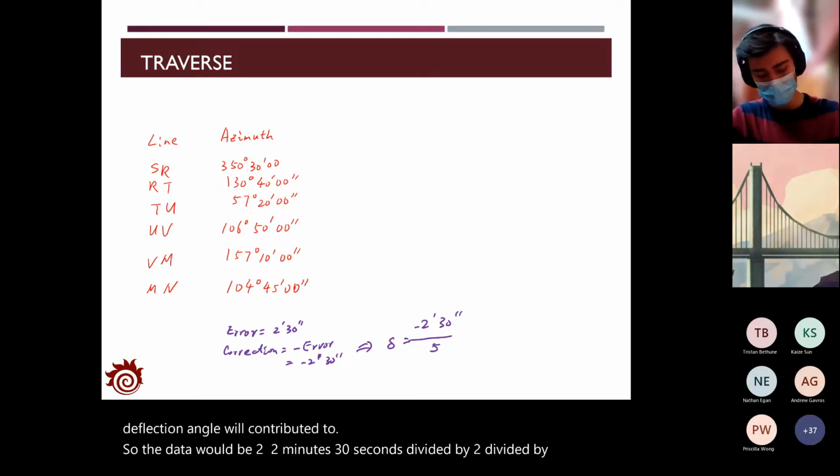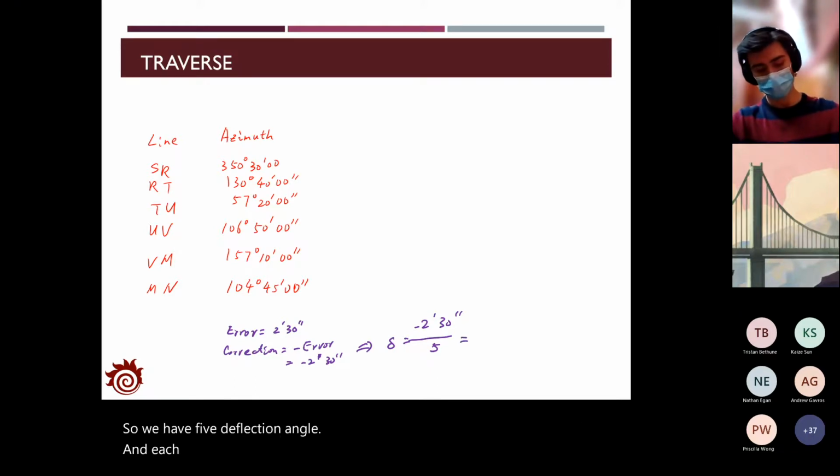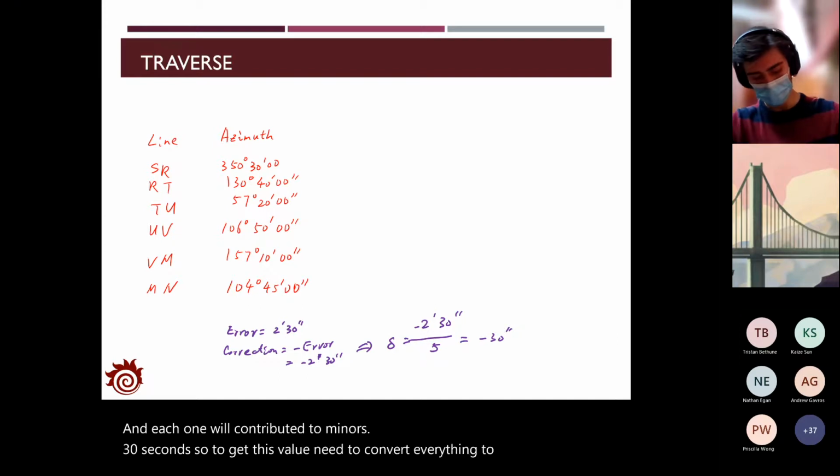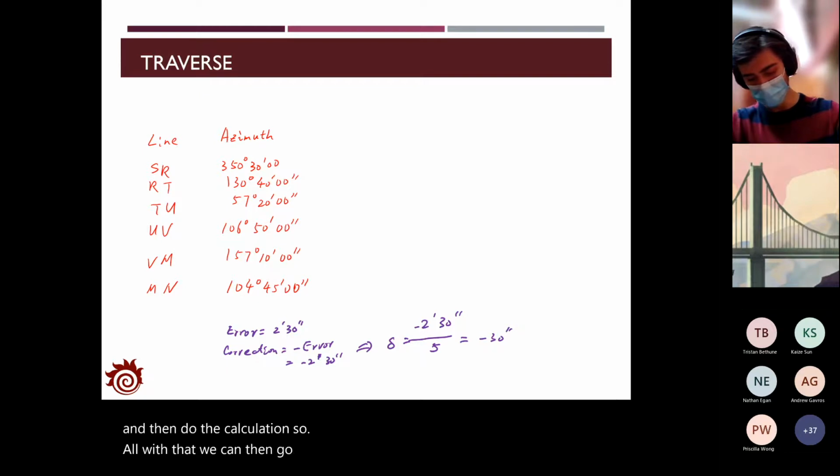So we have 5 deflection angles, and each one will contribute minus 30 seconds. To get this value, you need to convert everything to seconds and then do the calculation. So with that, we can then go to check the correction.